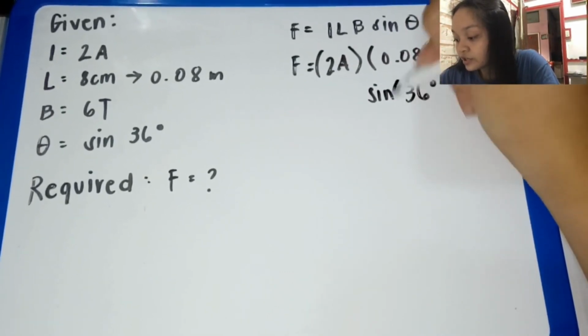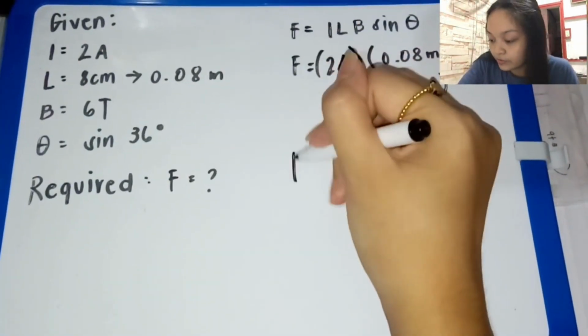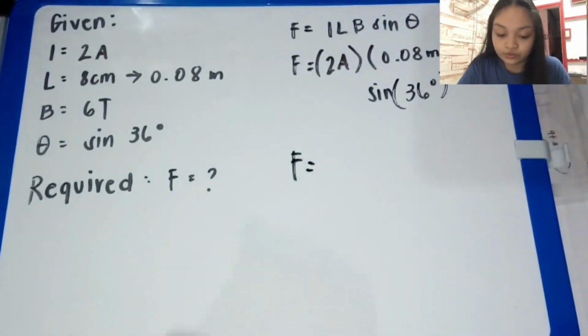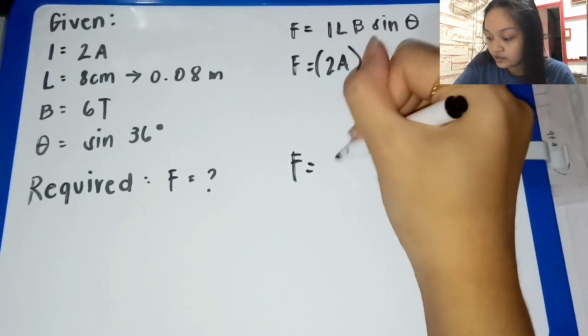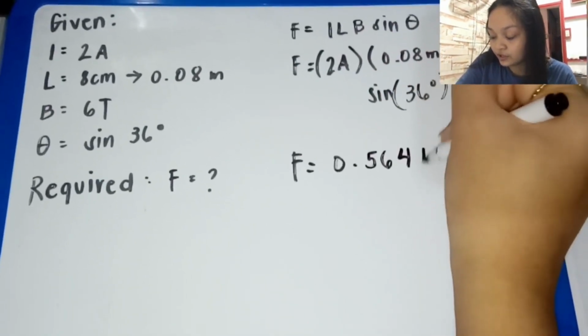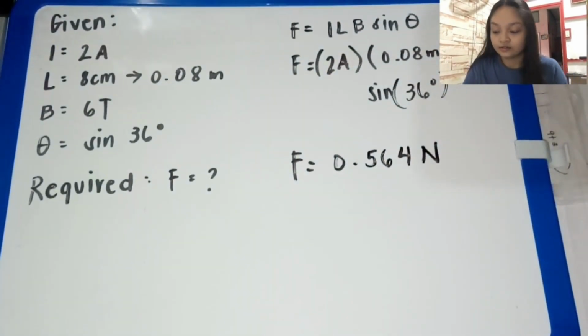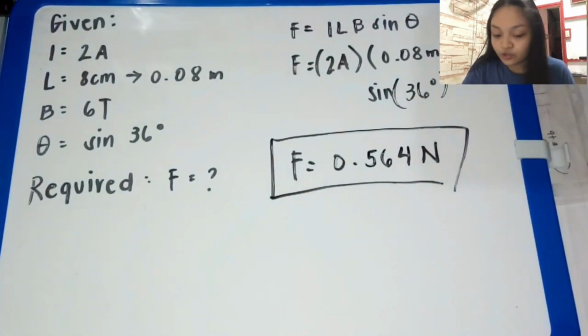36 degrees. And if we are going to input it in our calculator, the answer will be F is equal to 0.564 newtons. And this is our final answer, and this is the force on the wire.